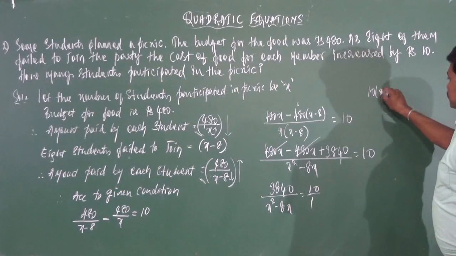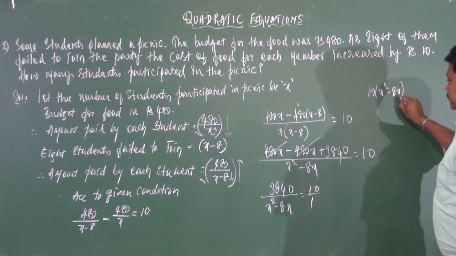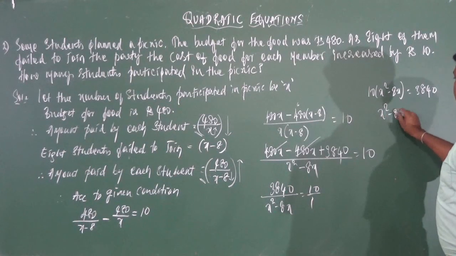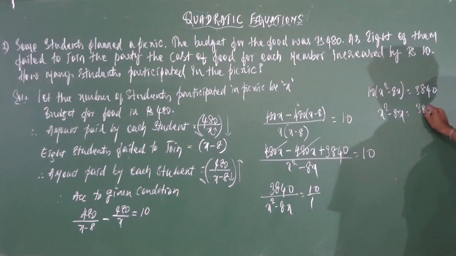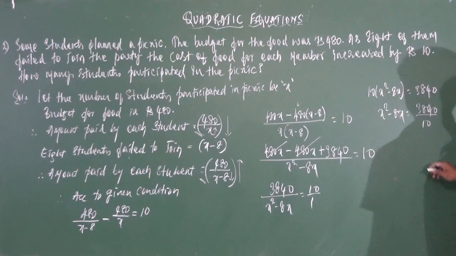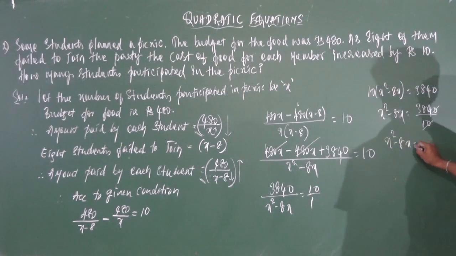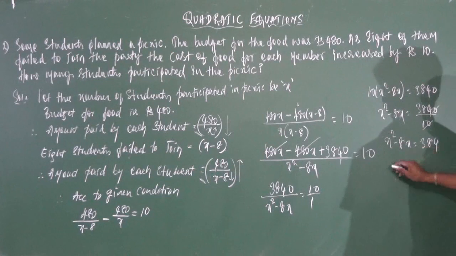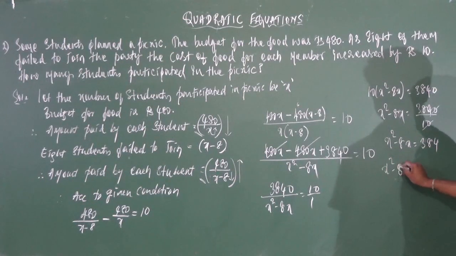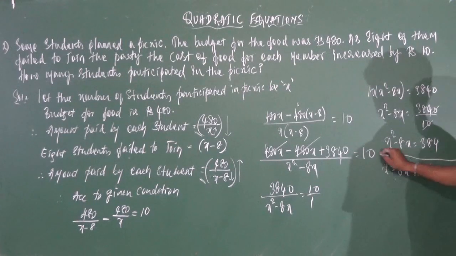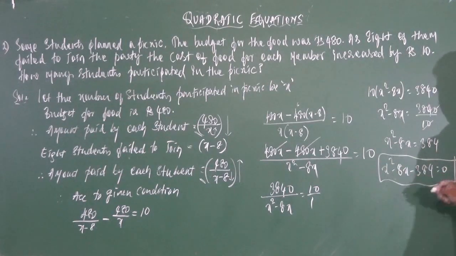So 10 into x square minus 8x is equal to 3840. So x square minus 8x is equal to 3840 divided by 10. So this 10 comes to the denominator here. 0 0 cancels. So x square minus 8x is equal to 384. So x square minus 8x minus 384 is equal to 0. This is the required quadratic equation.